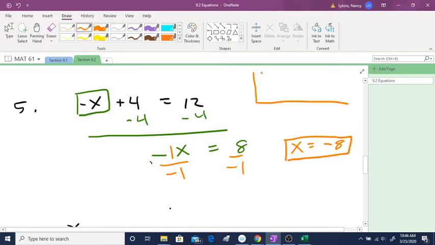And up here, I'm going to check this for us real quick. I've got that negative in front of the x, so I've got a negative in parentheses. I'm putting negative 8 for x, plus 4 equals 12. Two negatives make a positive. 8 plus 4 equals 12. 8 plus 4 is 12, equals 12. That is a true statement.